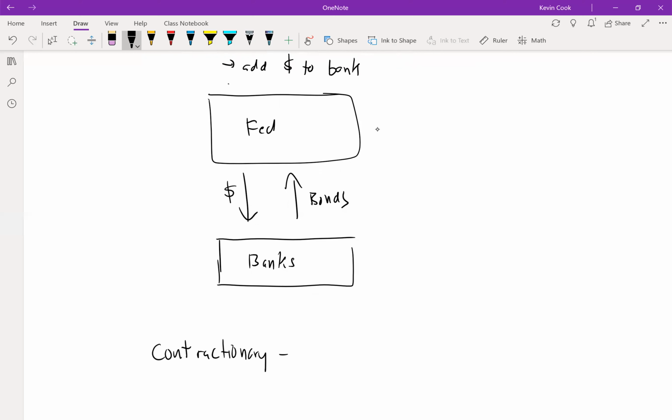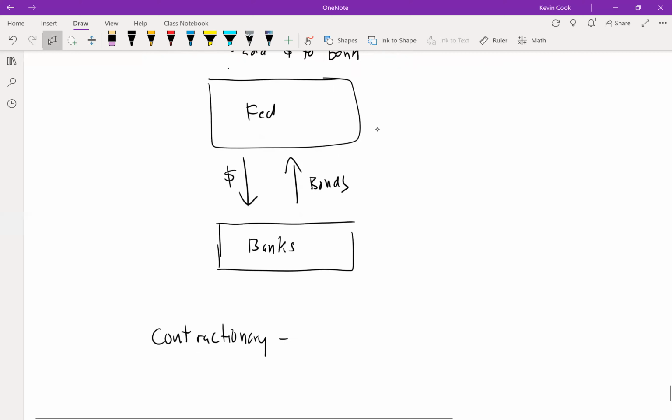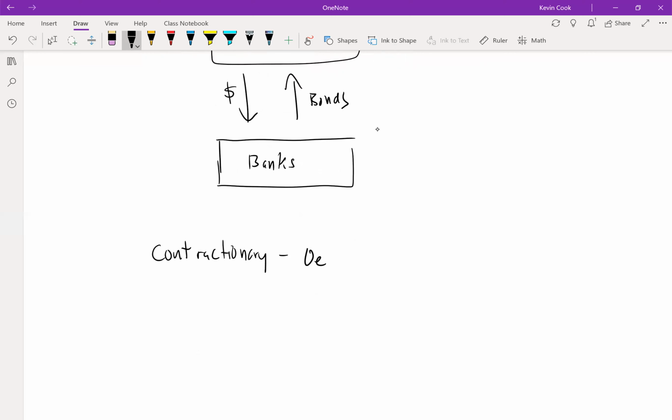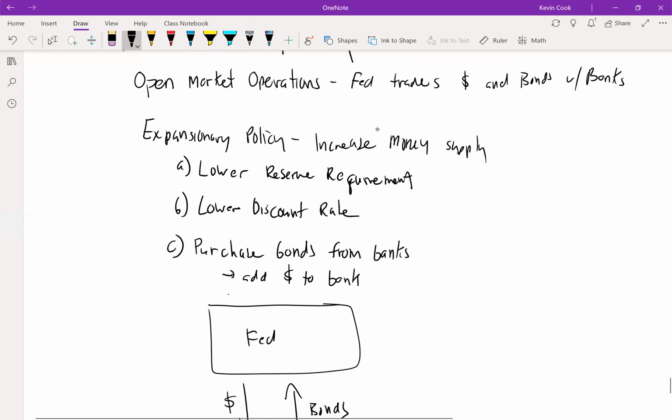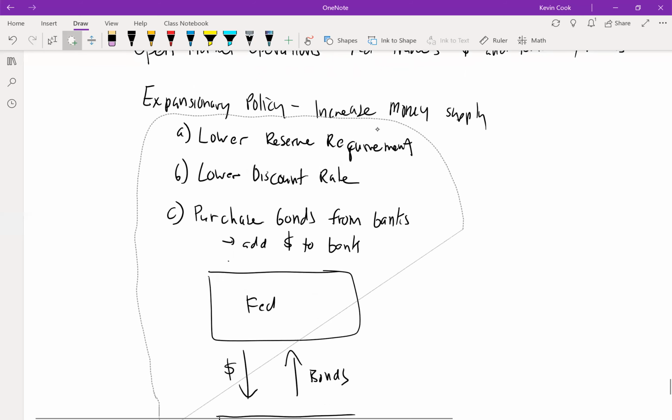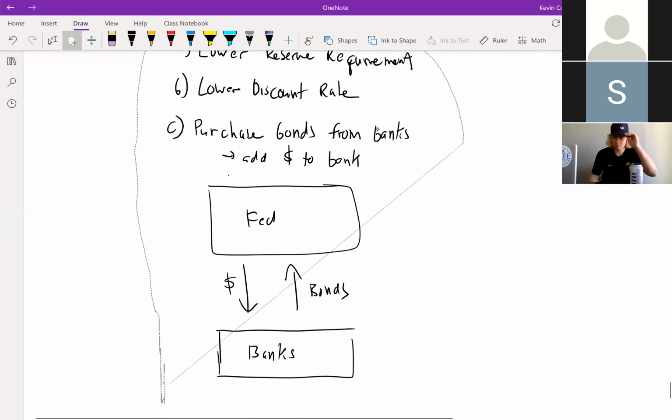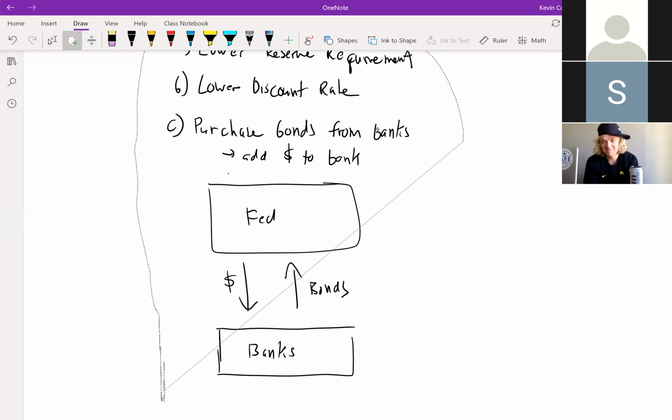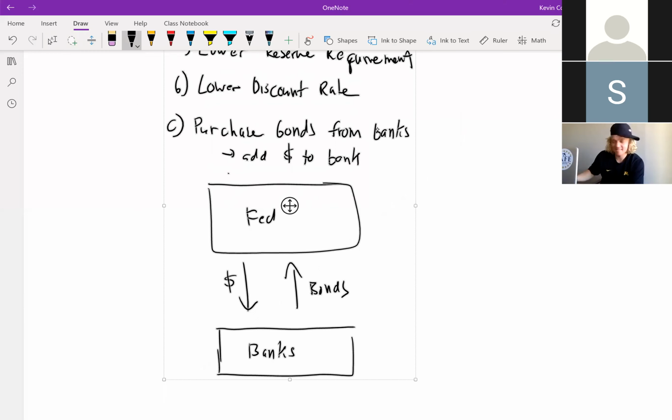And with contractionary policy, what we're going to see the Federal Reserve do is ultimately decrease the money supply. And basically, they can pretty much do the opposite of up here. So I'm going to cheat a little bit and do a copy and paste up here.